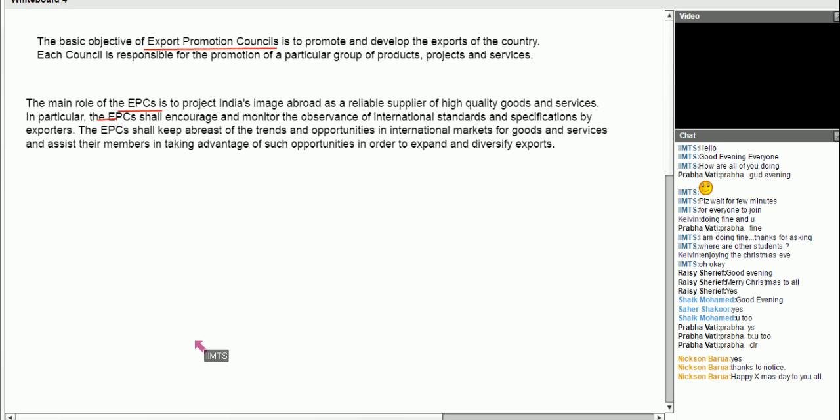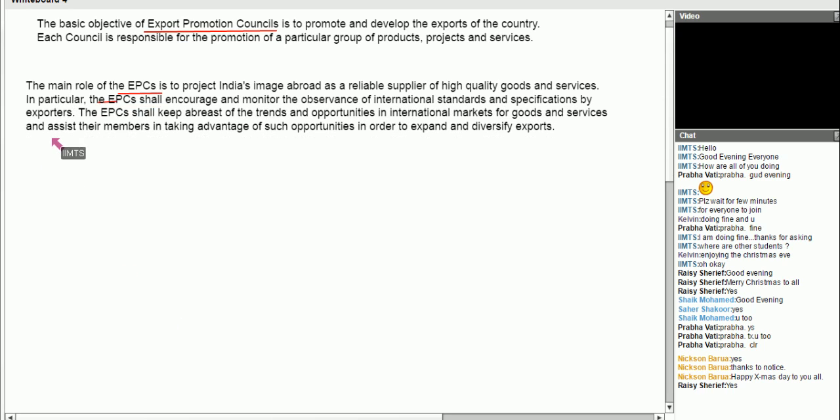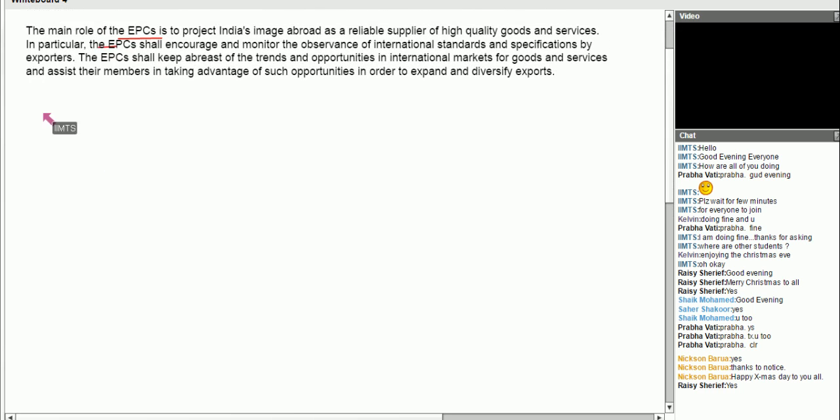So is the basic definition of Export Promotional Council clear to everyone? What they do and what are their roles in each country? It's very simple. They promote and develop the export of any country. Each council is responsible for the promotion of a particular group of products, projects, and services, right? To improve the image of any country with reference to the export. Now let's see some of its functions.